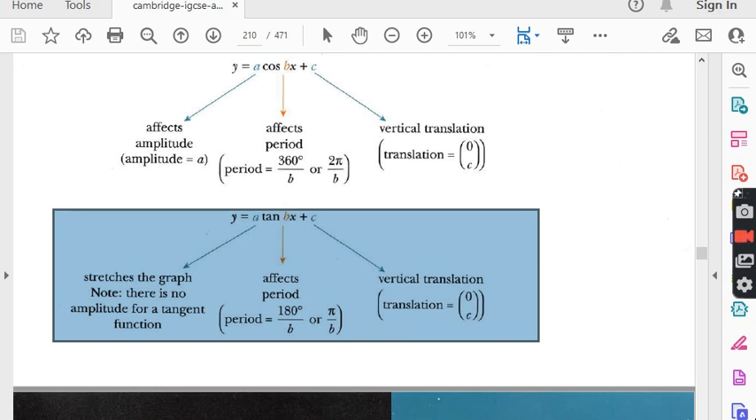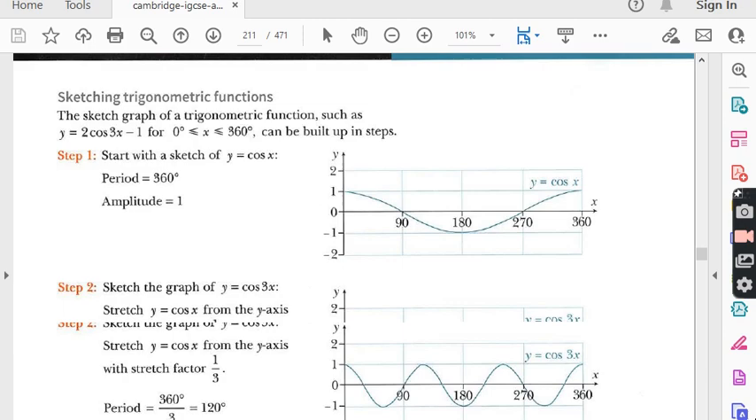What is b? b affects the period, and the formula of the period is 180 degrees upon b. This is the main difference. The formula of the period of sine and cosine is 360 degrees upon b, but the formula for tangent is 180 upon b. And c is the same, just like cos and sine, the vertical translation. Let's start question number 6.